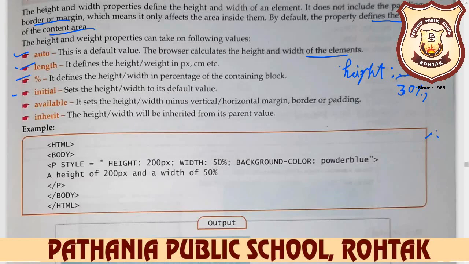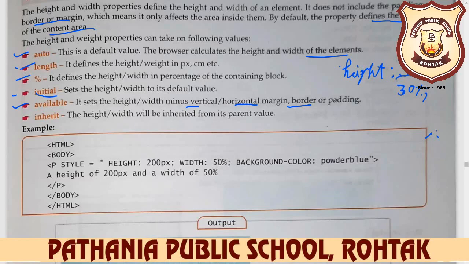Next is initial. Initial sets the height and width to their default value. If you want to change the height and width back to the default value, then you use initial. It sets the height and width minus vertical, horizontal, margin, border or padding. If you want your division like this, then you use this value.